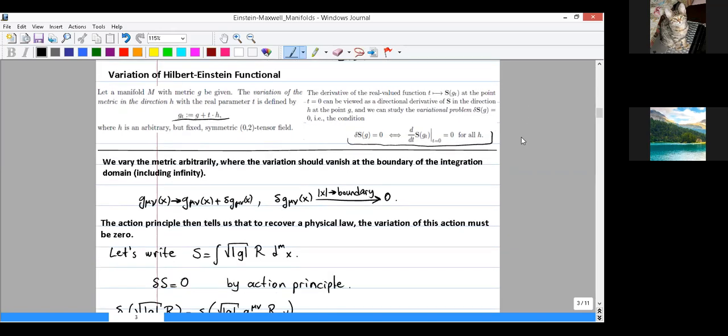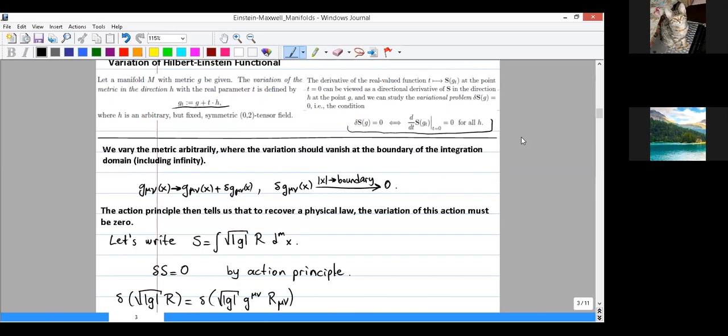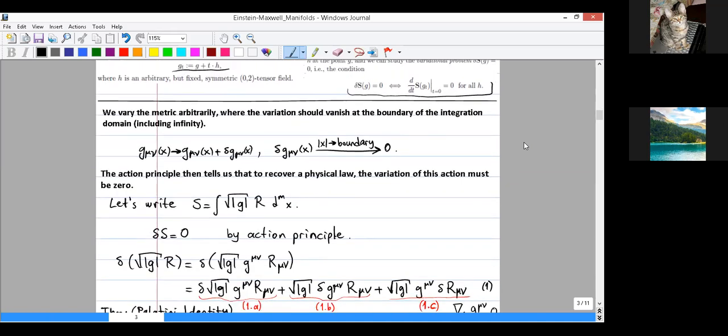I'm giving this just to remember that variation is acting like a derivative, so we use the properties of derivative. So we vary the metric arbitrarily, where the variation should vanish at the boundary of the integration domain, including infinity. So we take our metric g_mu_nu goes to g_mu_nu plus delta g_mu_nu, and at the boundaries, this delta g_mu_nu goes to 0.